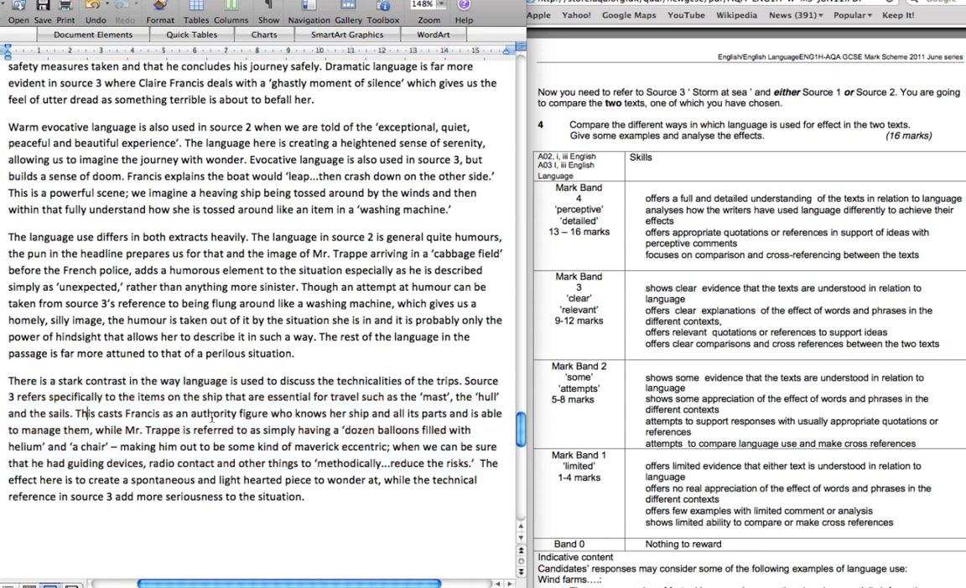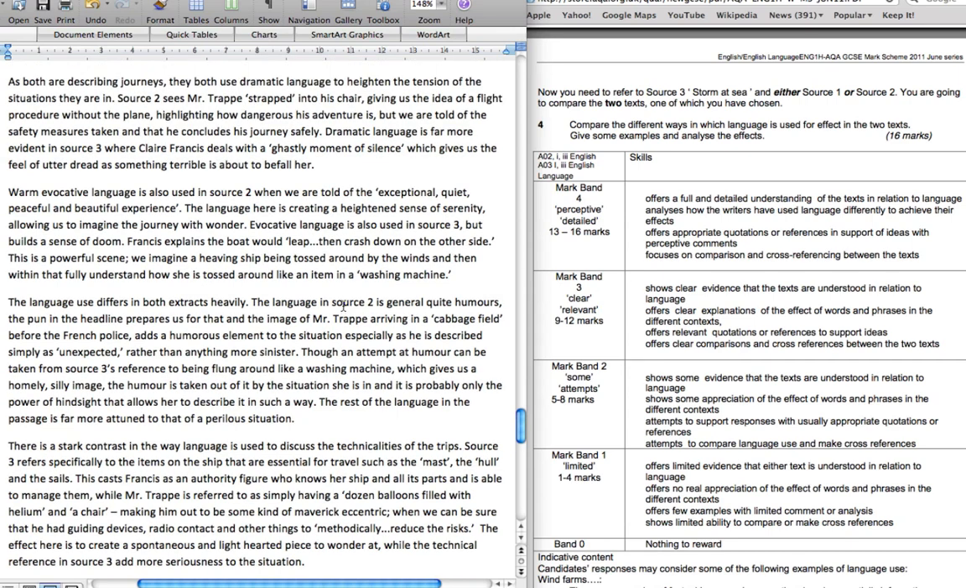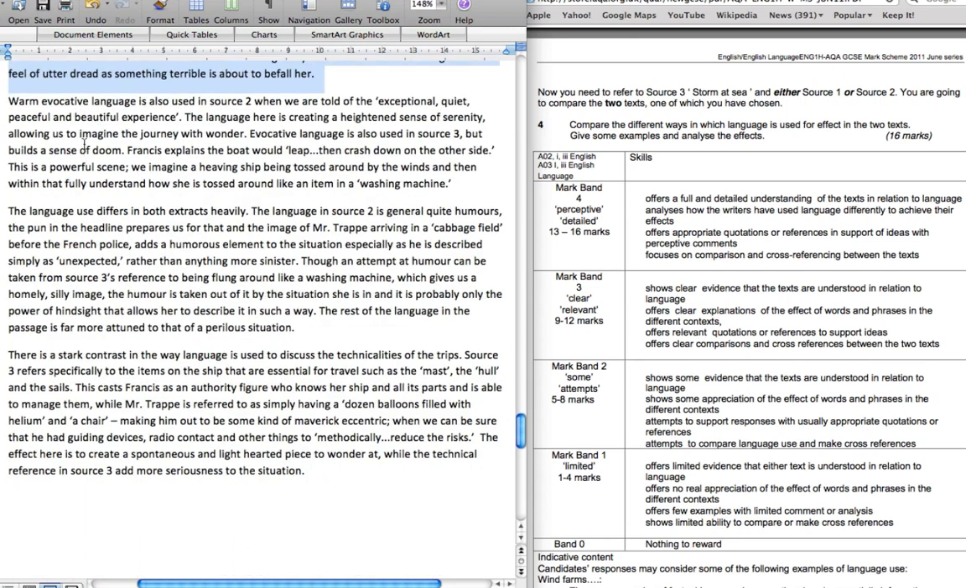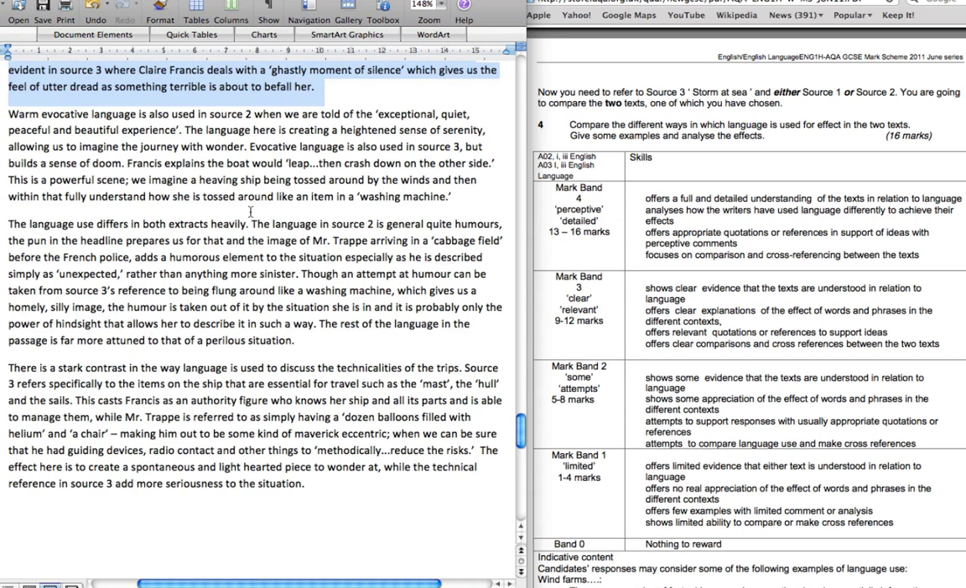Very clear point made about the authority figure, and that she knows her ship and is able to manage them. So that's a little more stretched than developed. So this is actually getting better as it goes on. So the first two, I'm just looking at it now. The first two maybe we could do without, and we're still very strong.